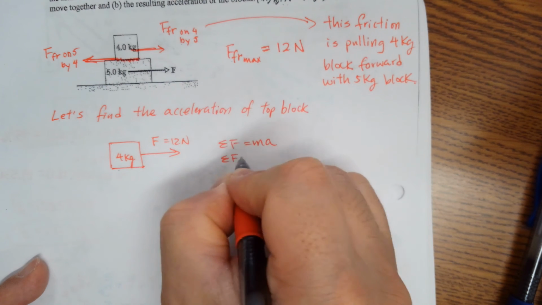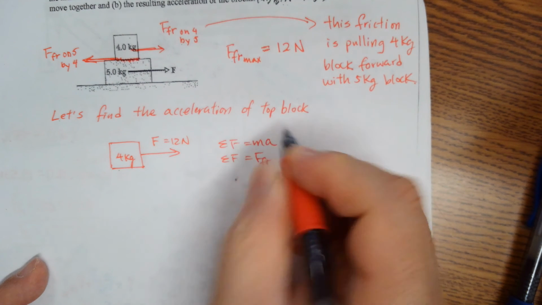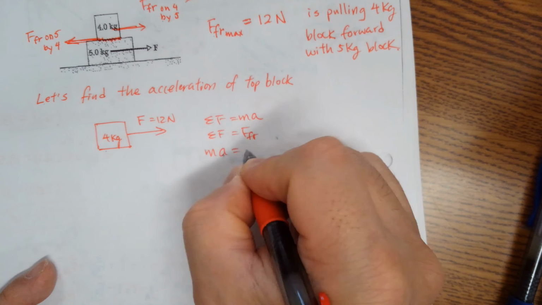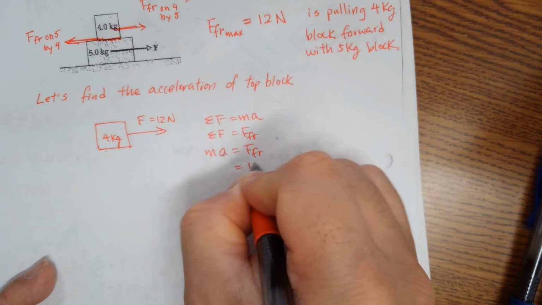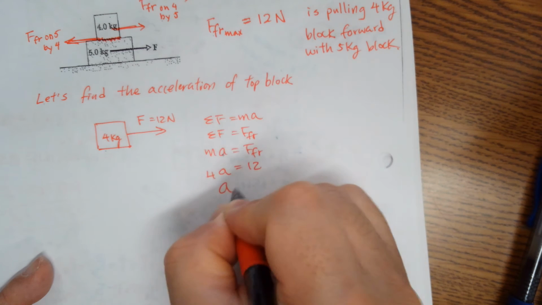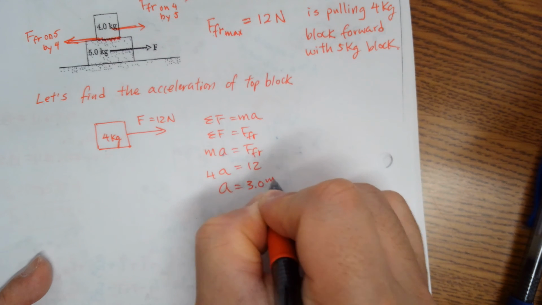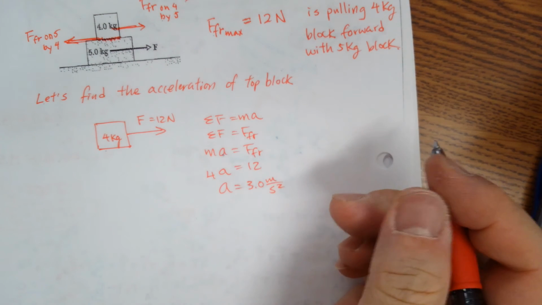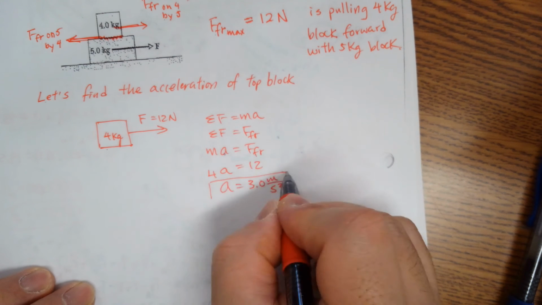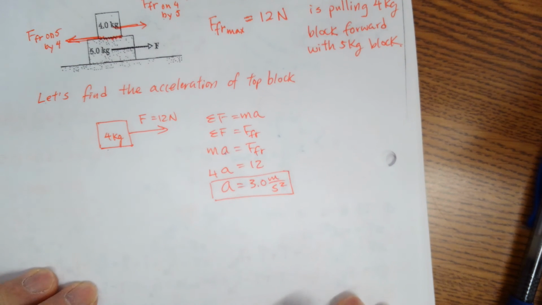So F equals just force friction, and ma is equal to friction, and that is 12 times 4 times a. So my acceleration is 3 meters per second squared. All right. So that acceleration is the acceleration of the whole system.